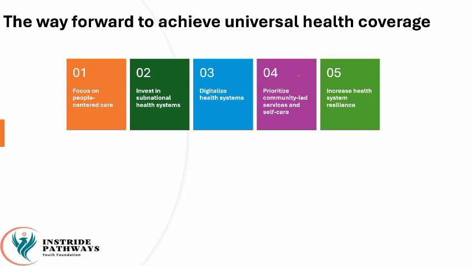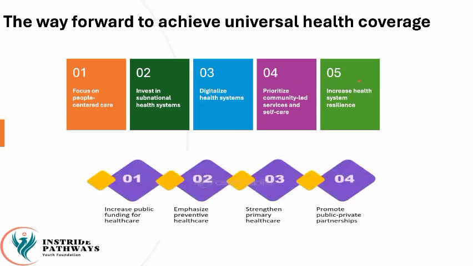Another thing is that we need to prioritize community-led services and self-care, and then we need to increase health system resilience. I have down here again that we need to increase public funding for healthcare. It's very important. If we want to take away financial hardship on people, we need to increase the funding for public healthcare. And we need to also emphasize preventive care.